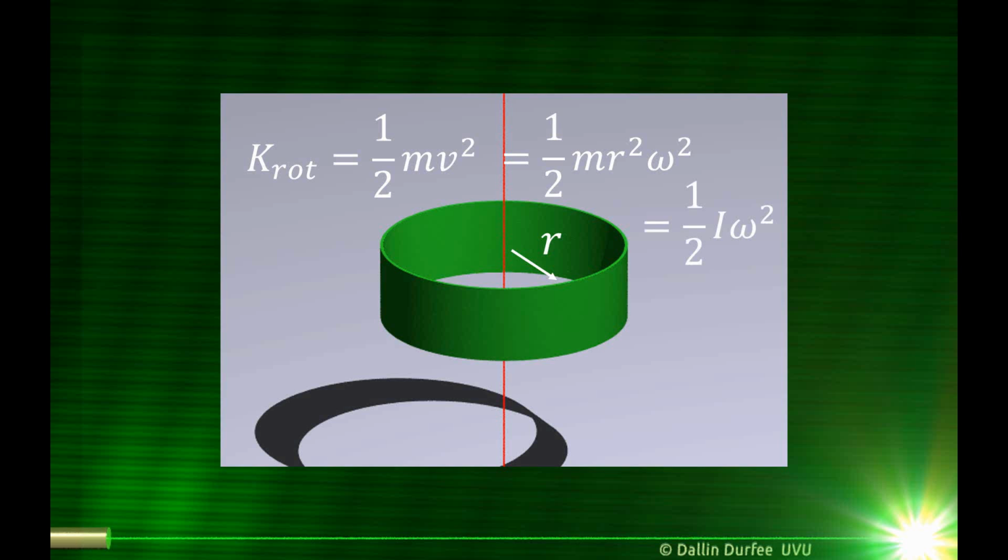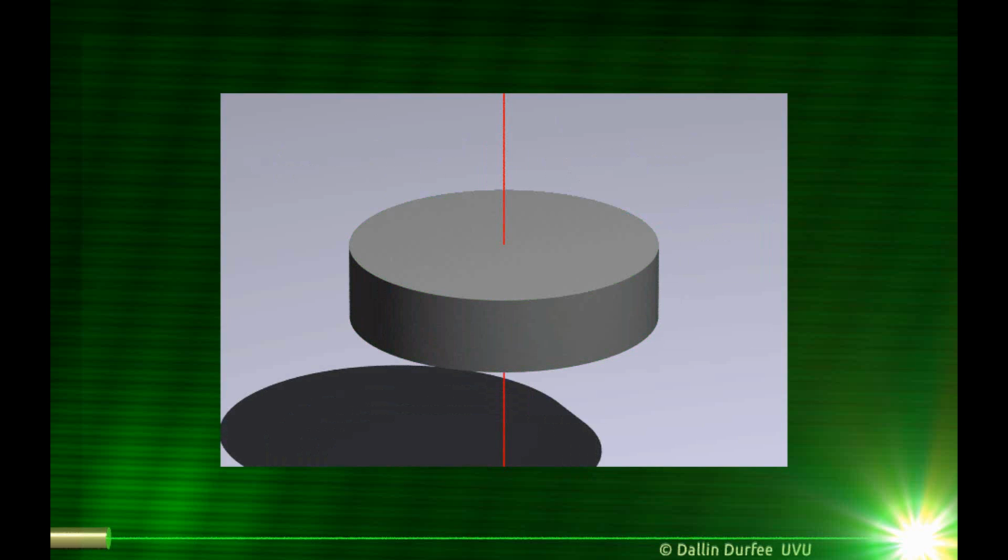But, of course, mr squared is just the moment of inertia for our ring, so I can write the rotational kinetic energy of the ring as 1/2 I omega squared. And you can see that's very analogous to the linear kinetic energy, 1/2 mv squared, because I plays the role of m when we do rotations, and angular velocity plays the role of velocity, so you ought to have no difficulty remembering that the kinetic energy due to rotation is just 1/2 I omega squared.